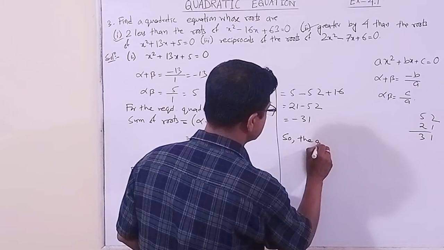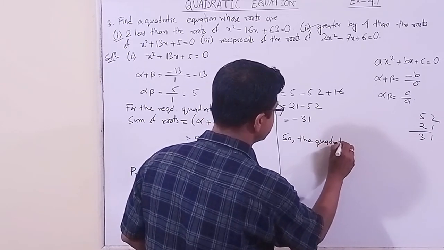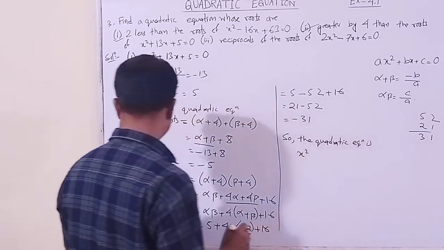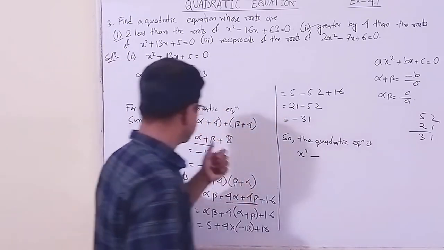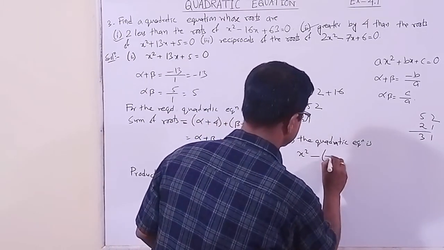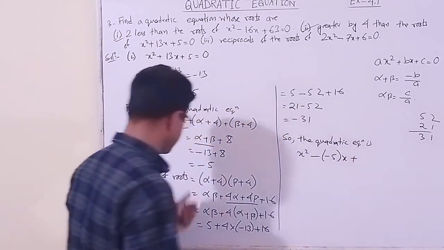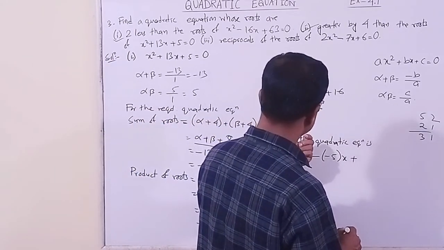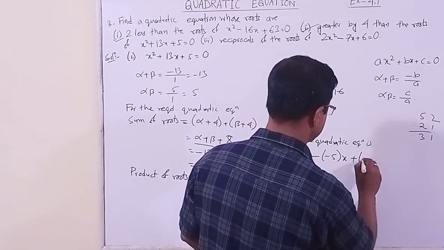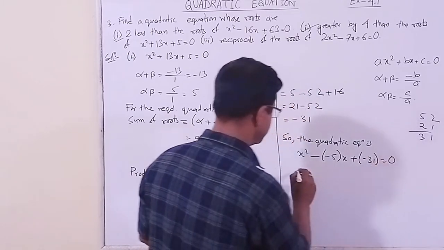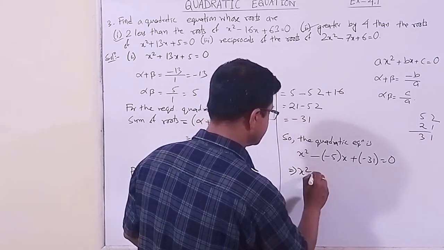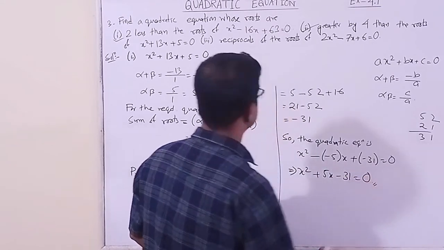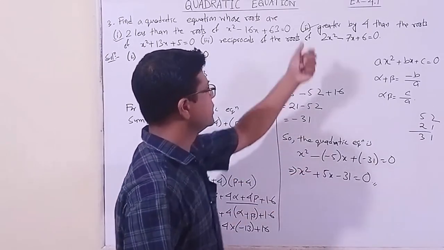Alright, so now let us frame the quadratic equation. So the quadratic equation is x square, then minus sum of the roots, minus minus 5x, plus product of the roots. I said zeros, I am sorry, today I am only saying zeros, actually these are roots. Minus 31 is equal to 0. X square plus 5x minus 31 is equal to 0. This is the required quadratic equation for this.